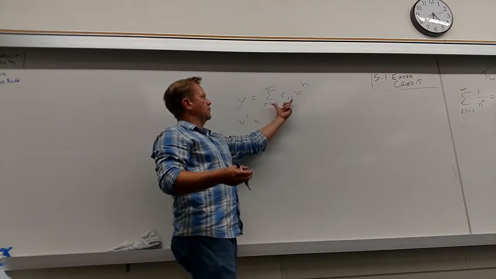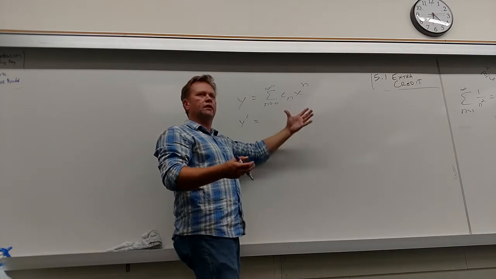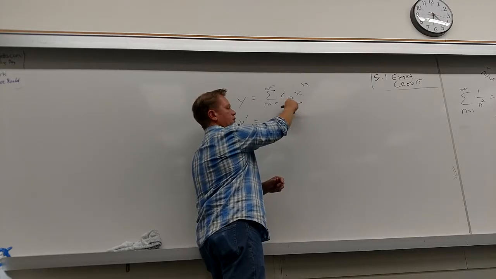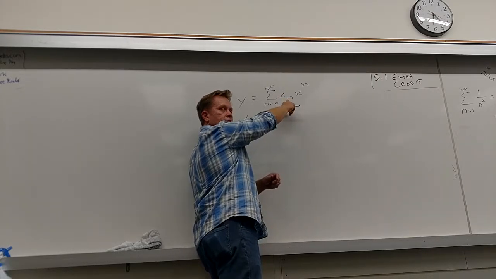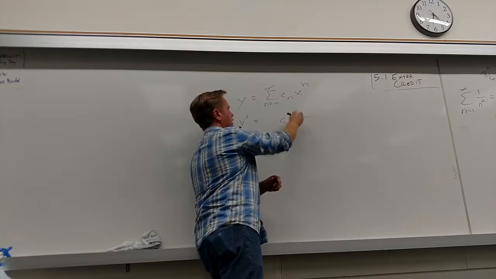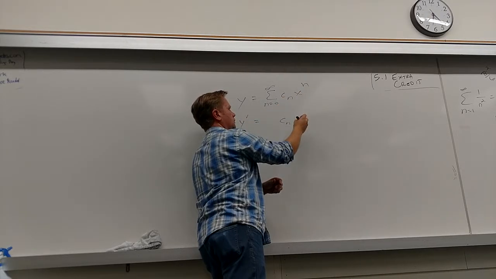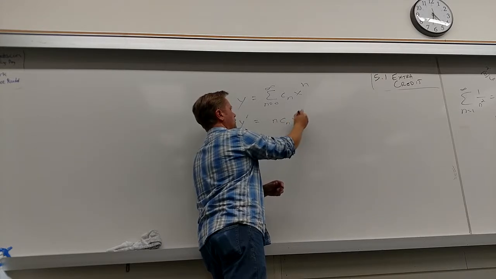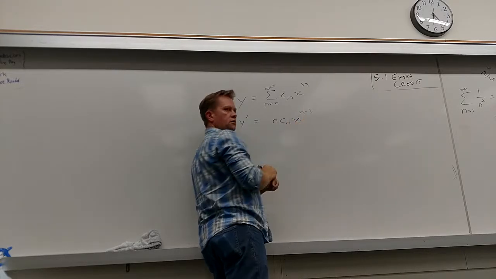So what happens when I take this guy's derivative then? What happens to the inside? This is just a bunch of constants, right? So they come for the ride. What happens to this guy? Yeah, n times x to the n minus 1.